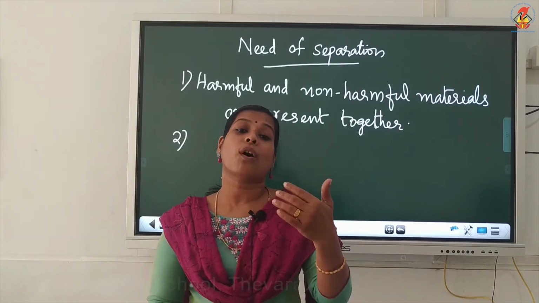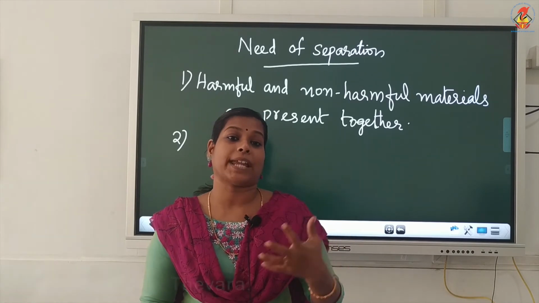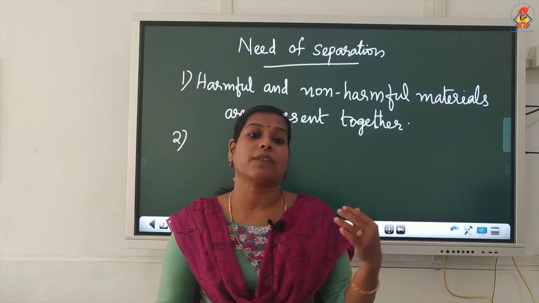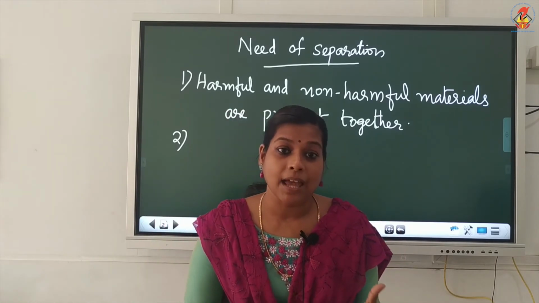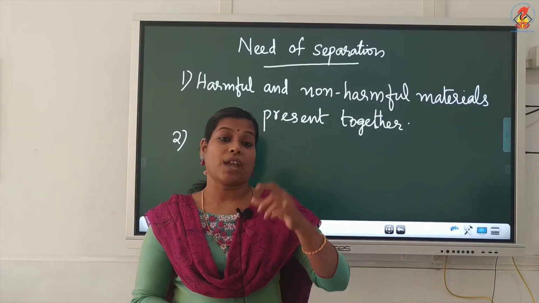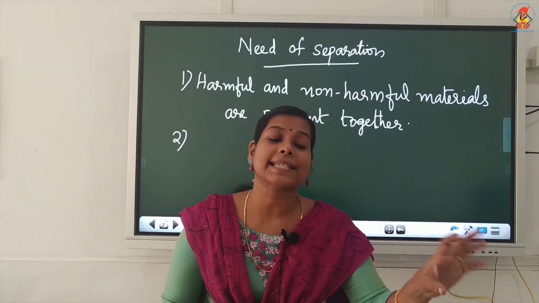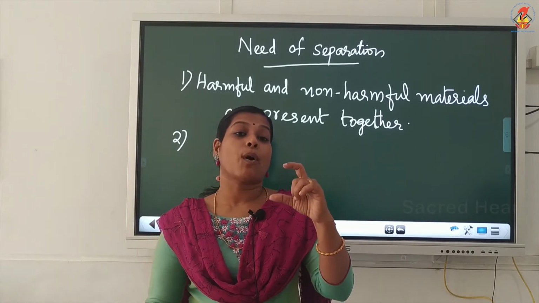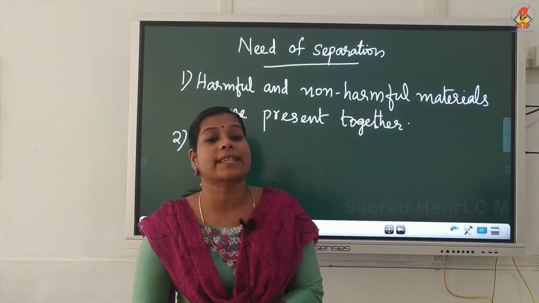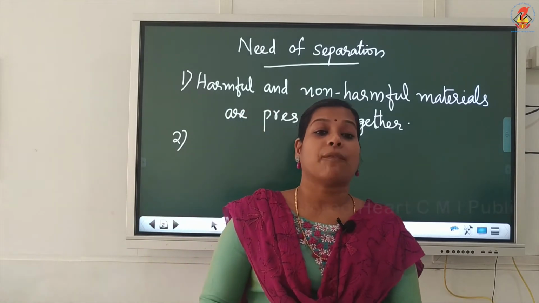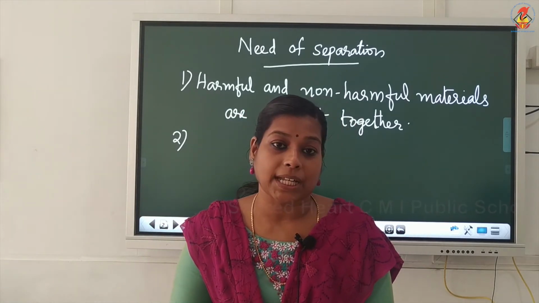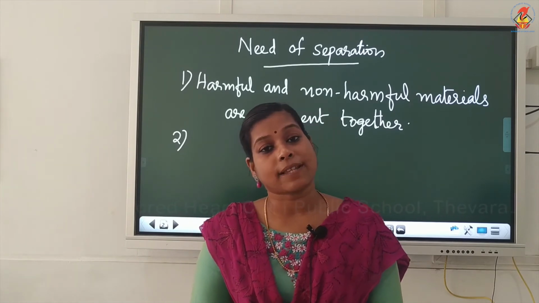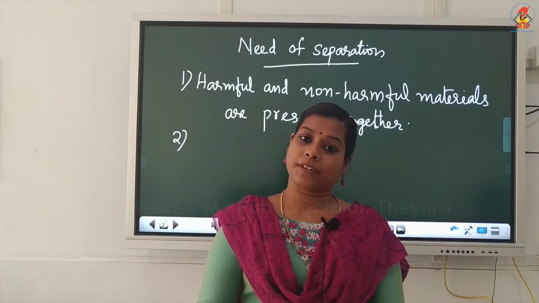So if we want to use them separately, as ghee or as butter, what do we have to do? We have to separate these components from that mixture. So if more than one useful component is present in a mixture, and we want to use them separately, that time also we will separate the components of a mixture, right?